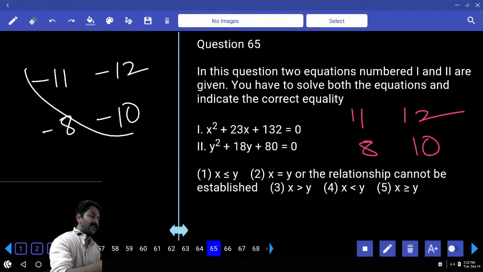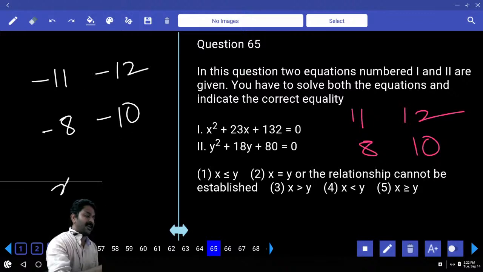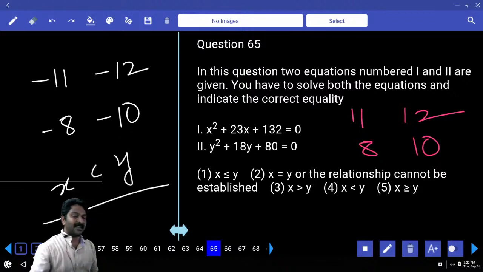Everywhere it is x less than y. Fourth option final.